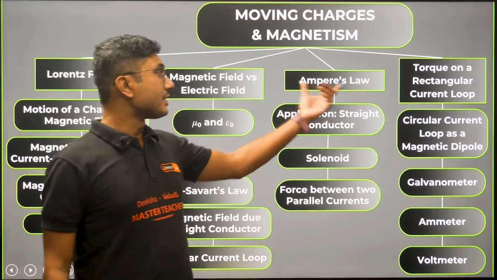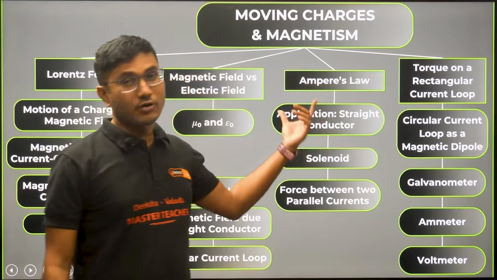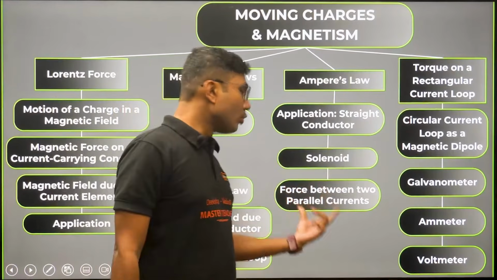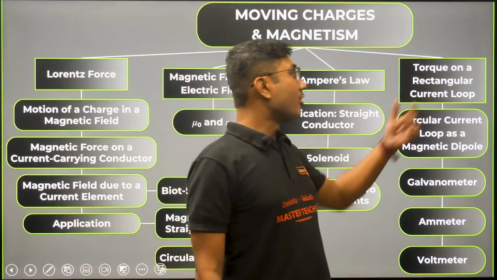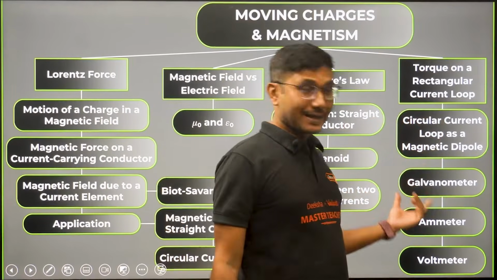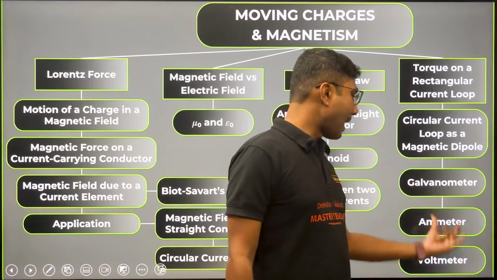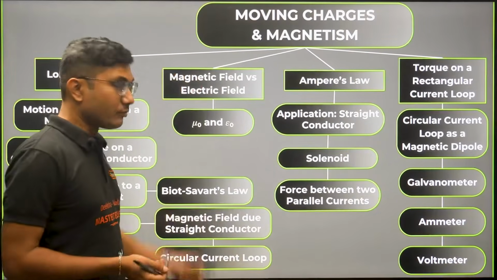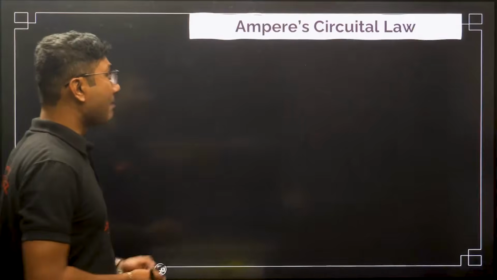Today I am going to discuss Ampere's law, application for straight conductor, solenoid, force between two parallel currents, torque on a rectangular current loop, circular current loop as a magnetic dipole, galvanometer, ammeter and voltmeter. So these are everything that we are going to discuss in today's lecture. So let's start with Ampere's circuital law.